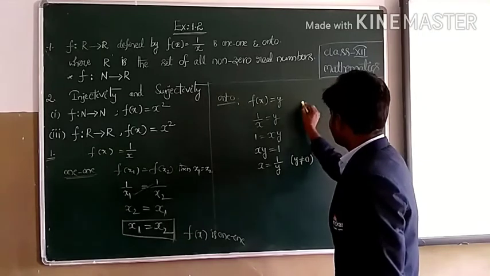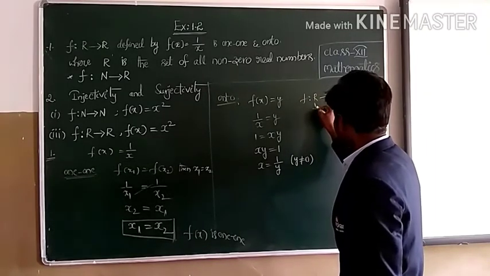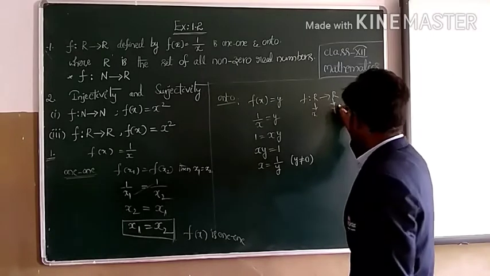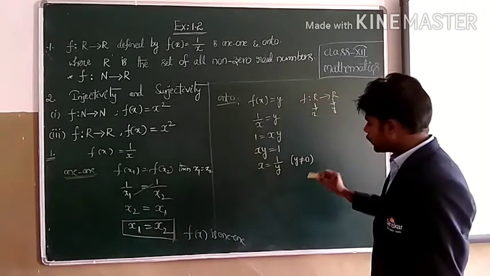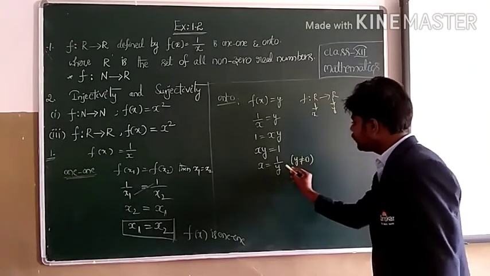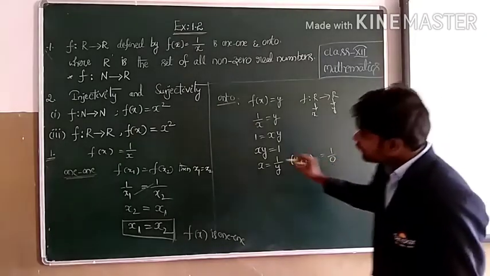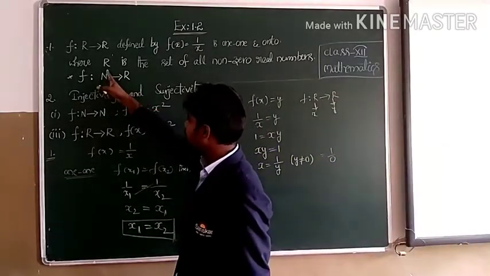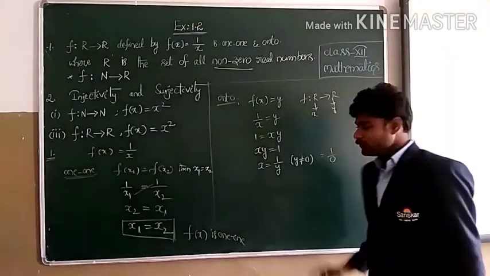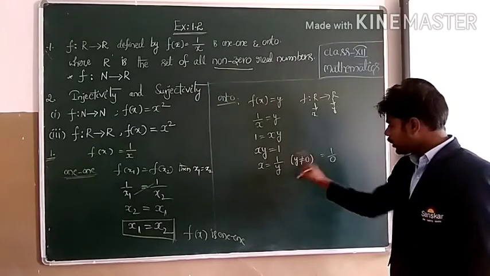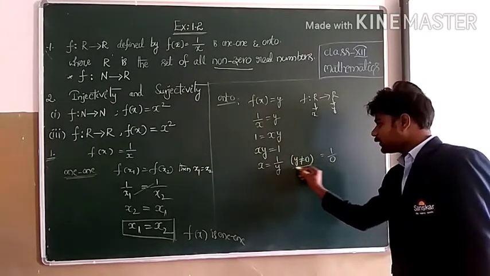Because here in the function f from R to R, this first R represents the x value, and this one represents the y value. So here y belongs to R. If y equals 0, then 1 by 0 is not defined. That's why they specifically mention that R is the set of all non-zero real numbers. If we consider 0, 1 by 0 is not defined, so you need to take this condition here.